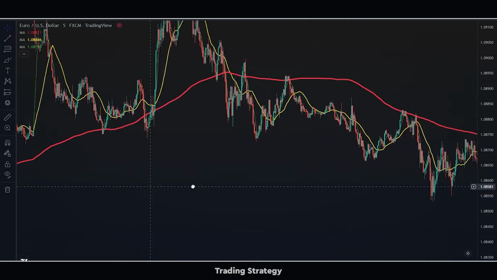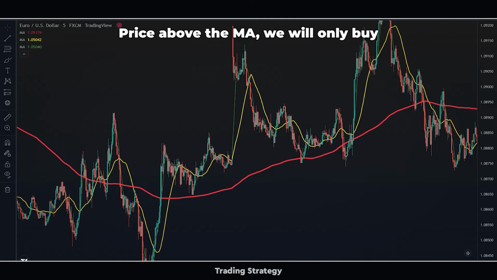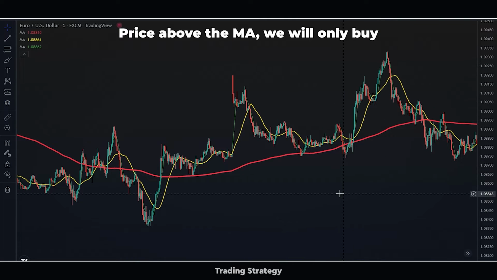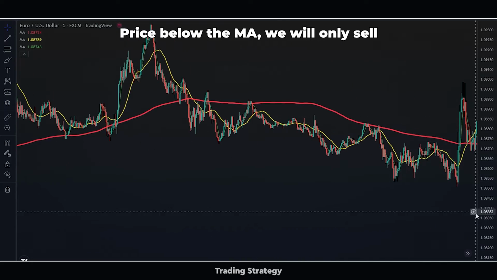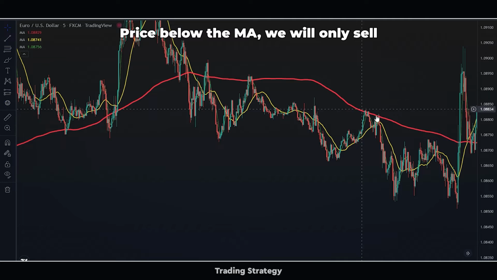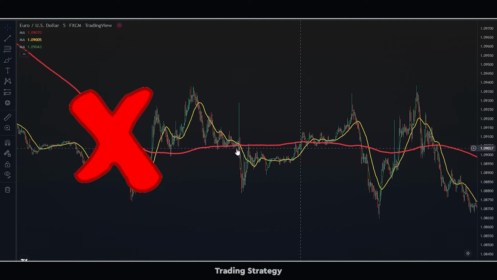The moving average of 200, we will use it as a filter, that is, if the price is above it, we will only make purchase operations. On the other hand, if the price is below this, we will only make sell operations. We will try to avoid markets where the 200 moving average is flat, as it could be in this case.